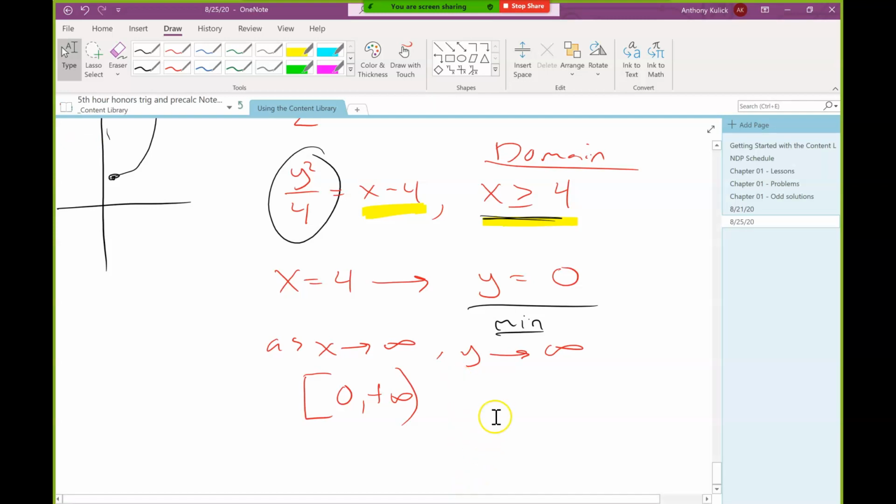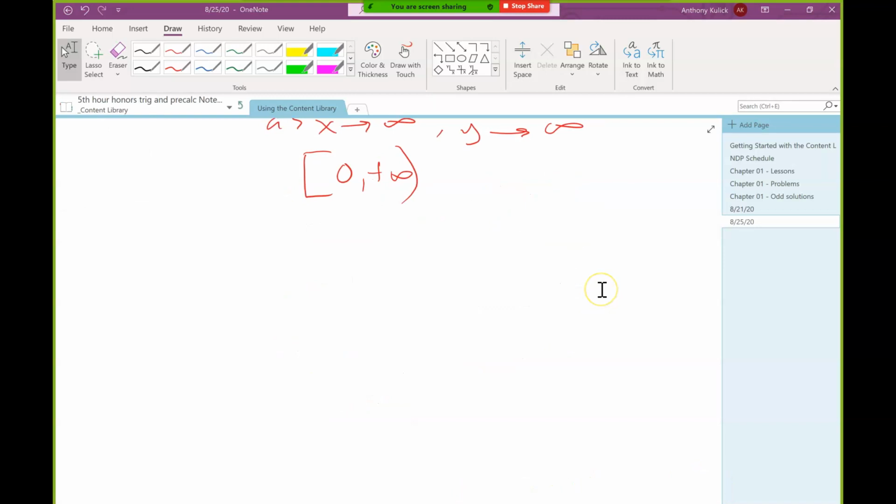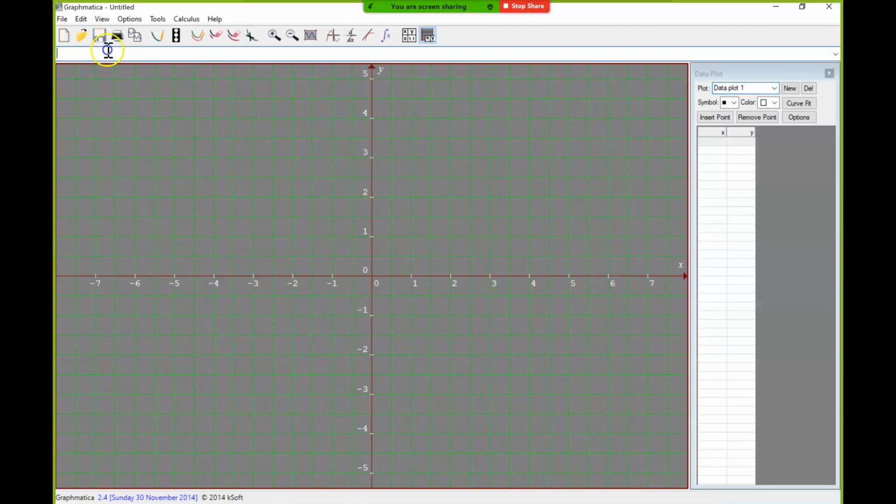But probably the most practical way of approaching this would be to look at the graph on your calculator. If this emulator wants to open for me. I've had the devil of a time getting this thing to actually do what I want it to. All right, well, it seems like it's going to be stubborn, so I'm going to skip it and do it with Graphmatica.